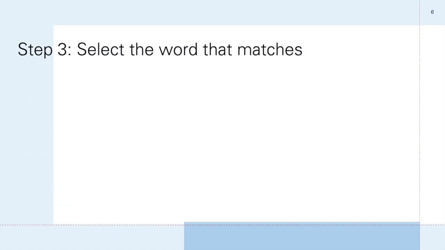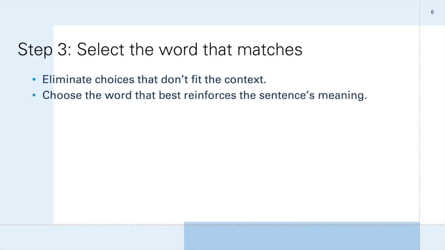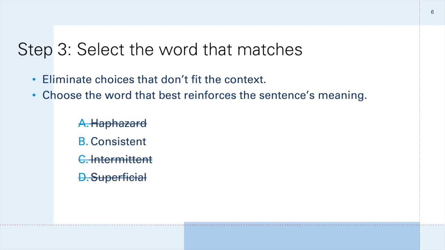Okay, so now you need to select the word that best fits the context. So this means eliminating choices that don't fit the context. For example, haphazard and intermittent suggest a lack of order, and superficial doesn't emphasize balance. So that's why we can eliminate all these three choices. Now, on the other hand, the word consistent fits perfectly because it does mean reliable and steady. And this is why B is the correct answer.